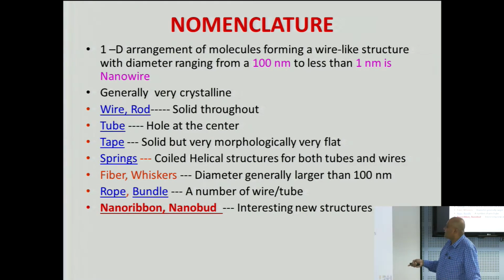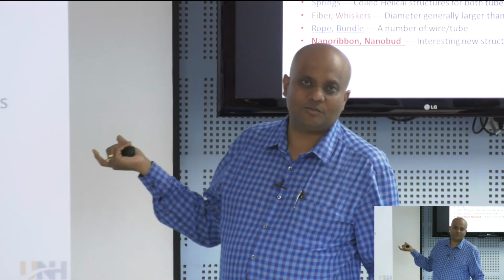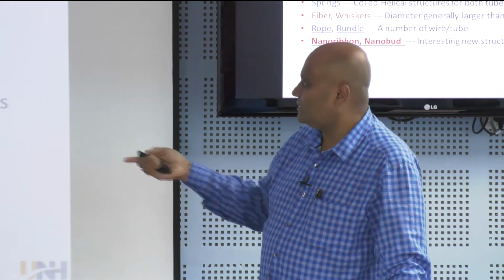Then we also call it nano rope or nano bundle. In a rope or bundle, very rarely do you have one nanotube by itself, you would have a number of them combined on top of each other. So, that is what a nano rope or nano bundle is.